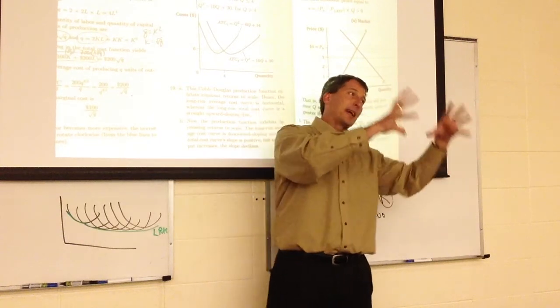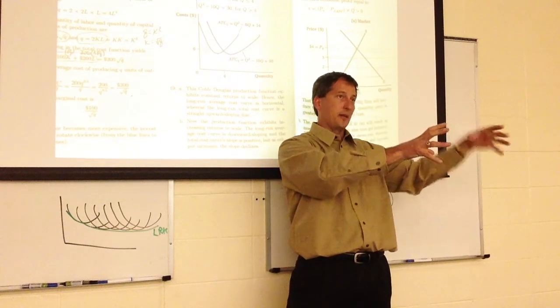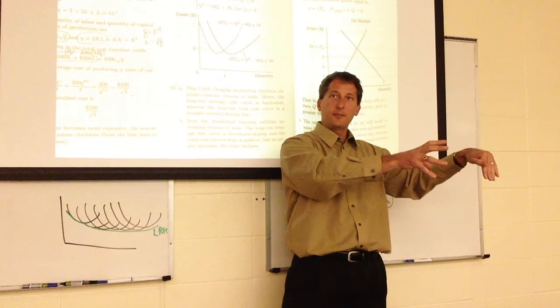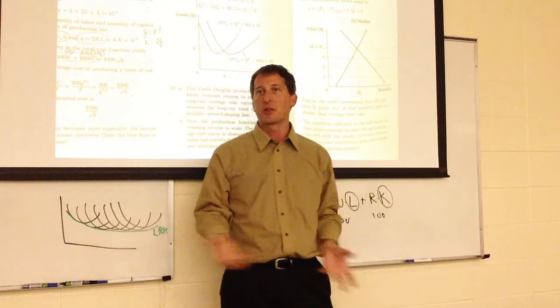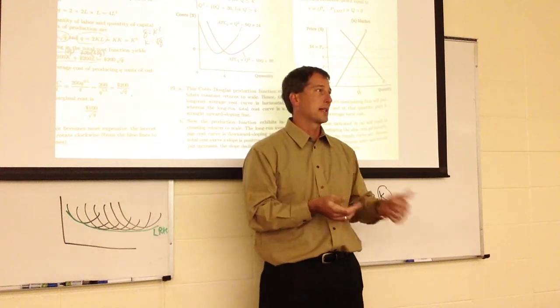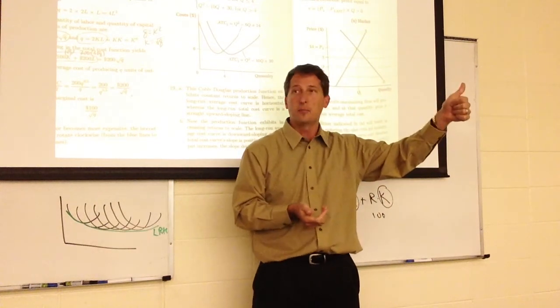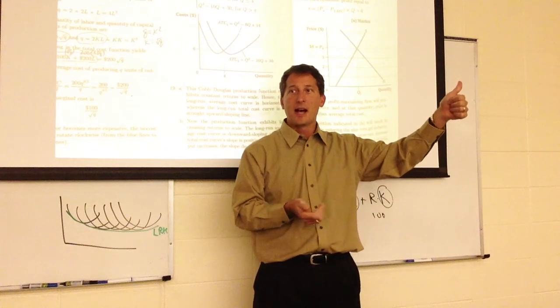If I double my input and I get less than double output, I have decreasing returns to scale. So now I've gotten a little bit too big. Maybe I'm facing a management constraint. Maybe I'm doing something else. And so that's causing my average cost to go up potentially.